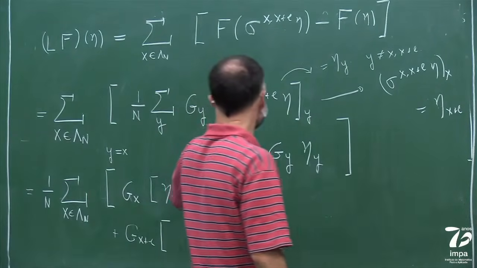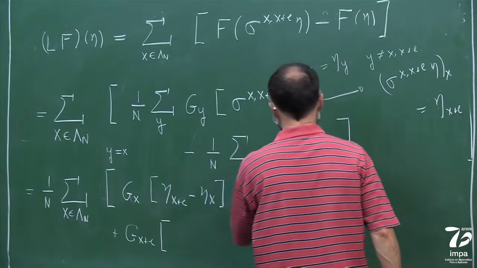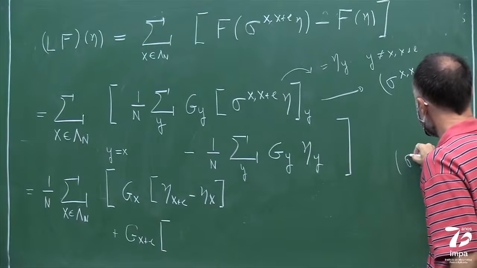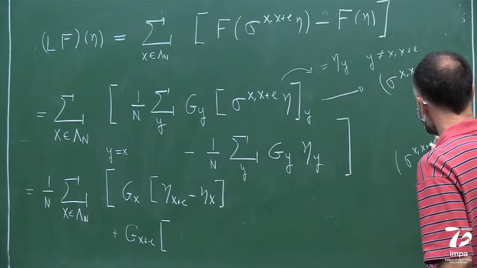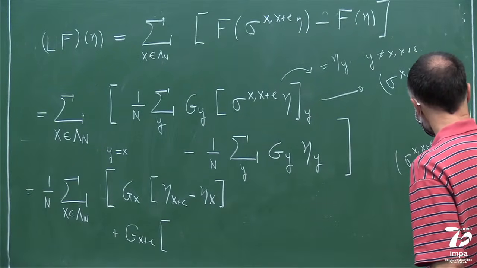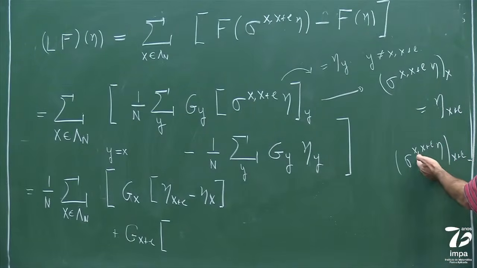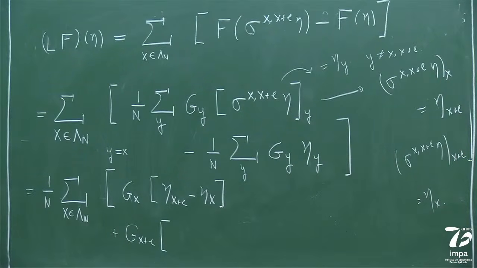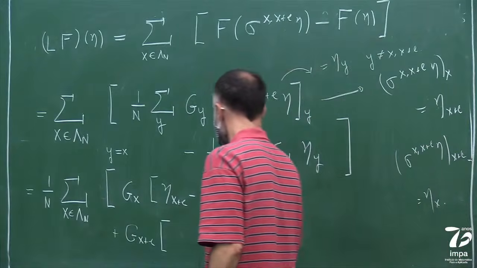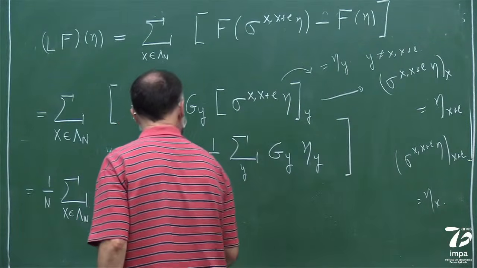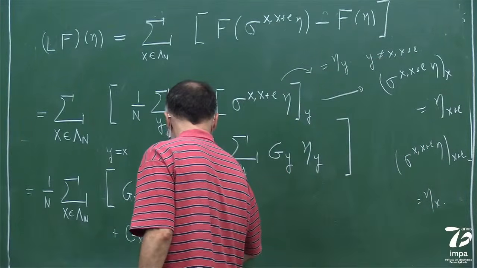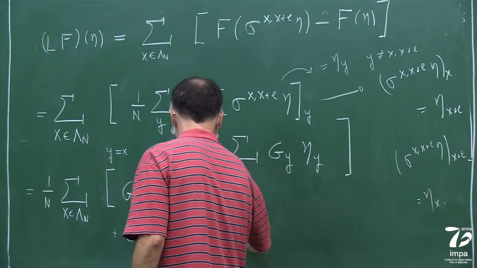If y is equal to x plus e, well, I have to compute this object. This is the sum of eta at x plus e. Since I exchange the value at x plus e, it's the value of eta at site x. So this term gives me a contribution eta x, while for this one, y is equal to x plus e, it's minus eta x plus e.